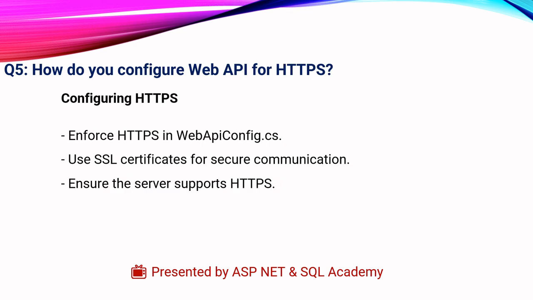Configuring Web API for HTTPS involves enforcing HTTPS in the WebApiConfig.cs file, ensuring the server is set up with an SSL certificate, and redirecting all traffic to use secure communication.